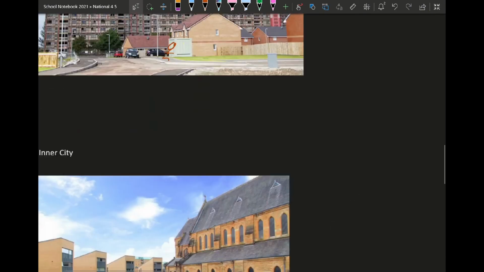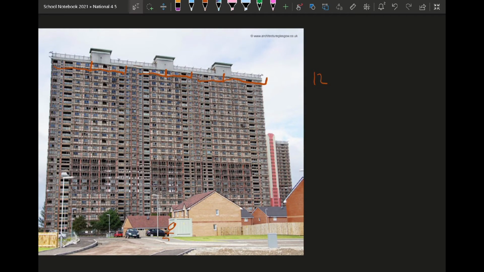So they didn't work. They were poorly made. They didn't deal with the problem, and eventually they too were then scrapped, and most of them are now gone.